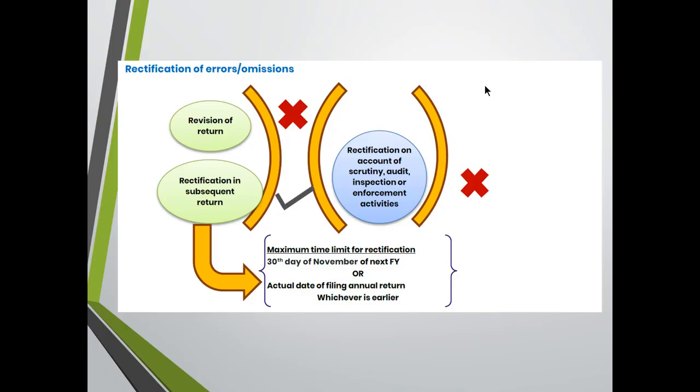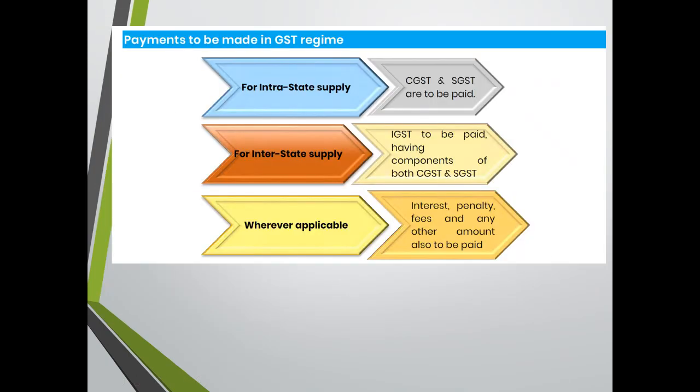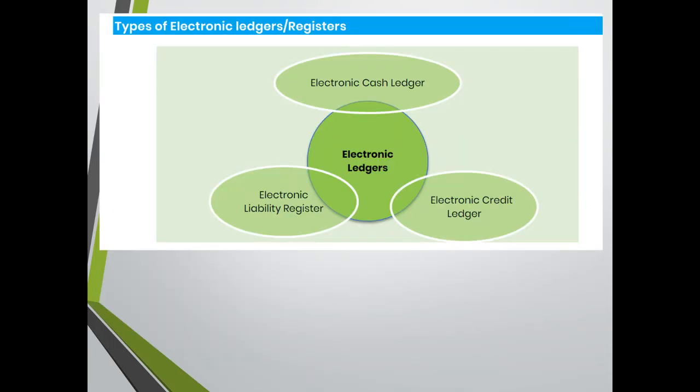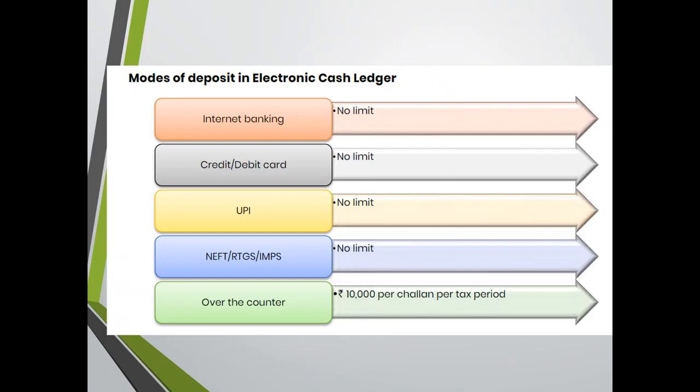Yes, now with this, rectification of errors is over. Now you may see all these payment processes, all these types of ledgers, everything we had familiarized: electronic liability register, electronic cash ledger, electronic credit ledger, everything. The previous session we had already discussed. Electronic cash ledger, how it would be, I have already shown you.